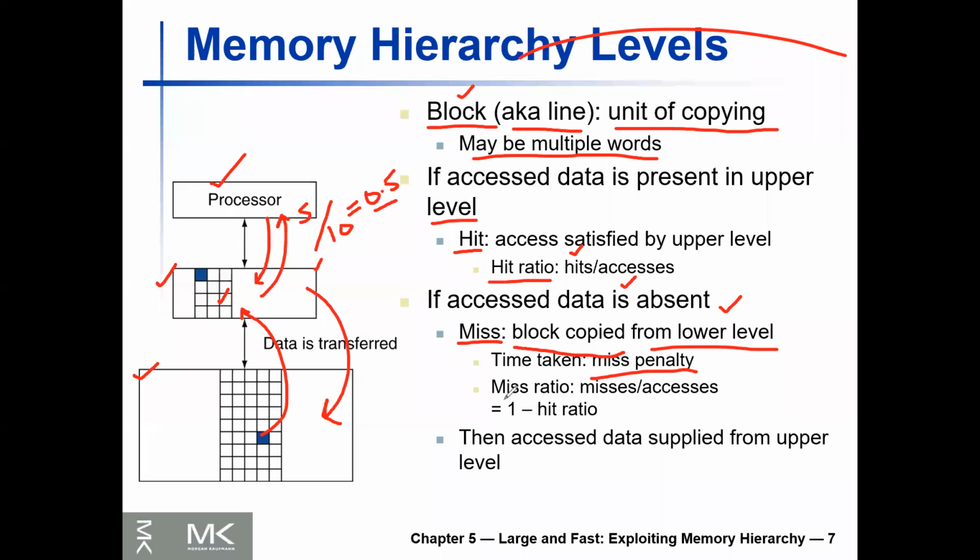Similarly, we have a miss ratio. Miss ratio means the number of misses over the number of accesses. Moreover, if you know the hit ratio, 1 minus the hit ratio gives you the miss ratio as well. And if there is a miss, the block is copied from the lower level and then the accessed data is supplied from the upper level. This is the way. So is it clear what a miss and a hit are, and how the processor is accessing data from the memory?